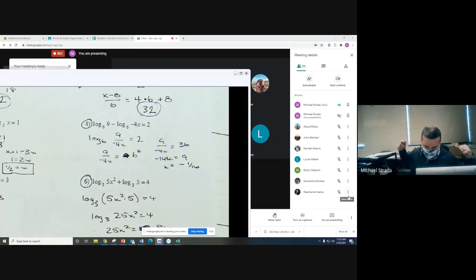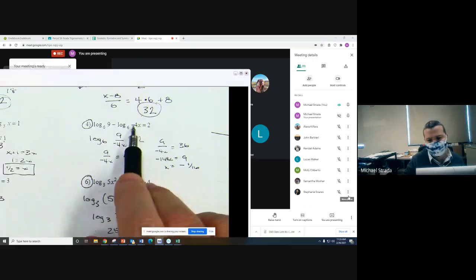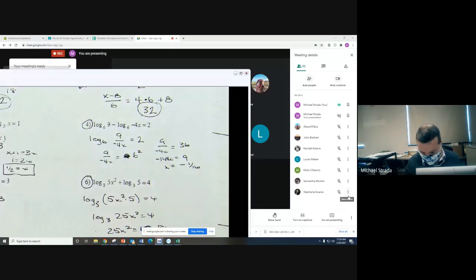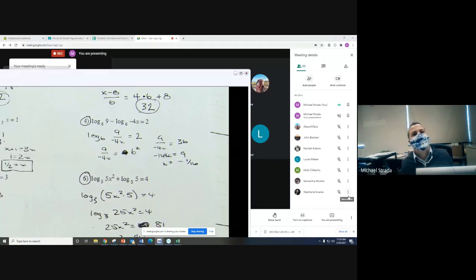So 3 is 1/2, 4 is negative 1/16. But if you plug the negative back in, it turns that negative into a positive, so we're good to go. For 5 and 6, you got plus or minus. That's because if you plug those back in, when we square a negative, it turns it back into a positive.